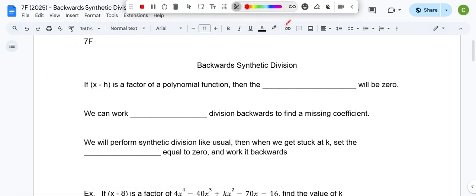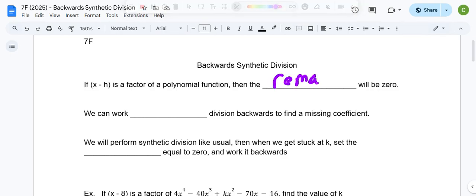This is the 7F notes on backwards synthetic division. It's the question we're going to see on the quiz. I want to make sure we're prepared for it. So, talked about this earlier. If x minus h is a factor of a polynomial function, then the remainder will be 0.